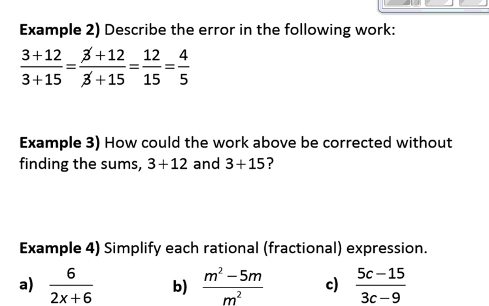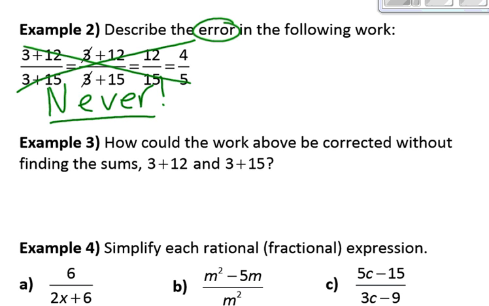So in example set 2, it says describe the error. There is a mistake in what you see here in the following. So we have 3 plus 12 divided by 3 plus 15. Now what this person did is they canceled out the 3's, leaving us with 12 over 15, which is 4/5. This is absolute. I want you to put this on your notes. This is absolutely incorrect. You never, ever, ever should do this.